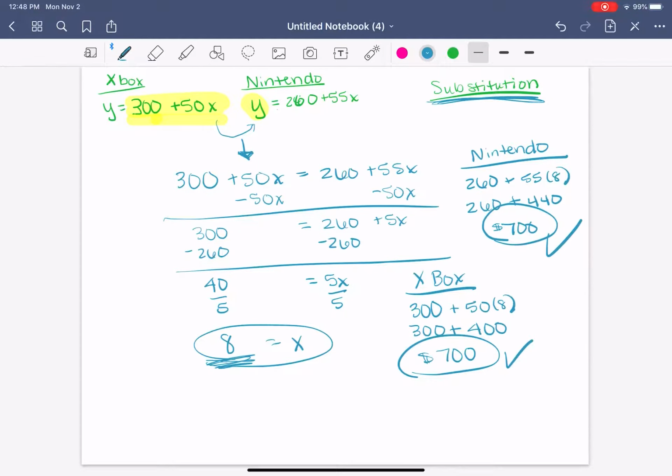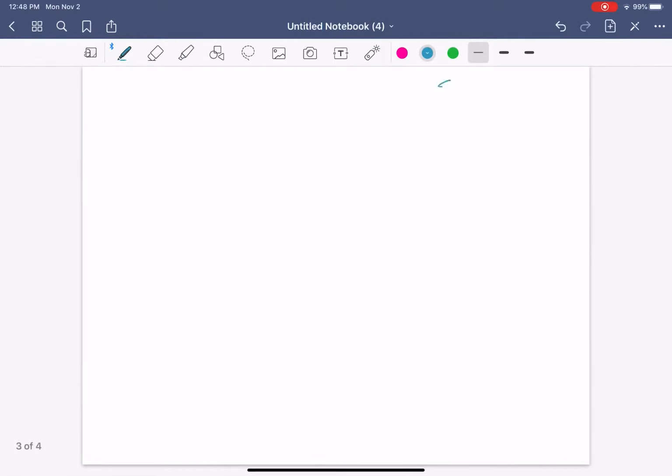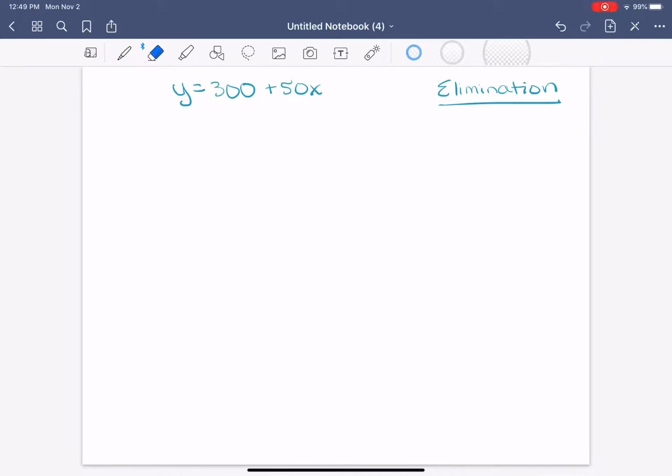The other method of solving these equations that I want to show is called elimination. And that's when you try to eliminate one variable. Typically, when you're using this method, you'll see your two equations stacked vertically. So I've got y equals 300 plus 50x, and I have y equals 260 plus 55x. And one tip if you're going to use this method, make sure that your variables are lined up with each other.